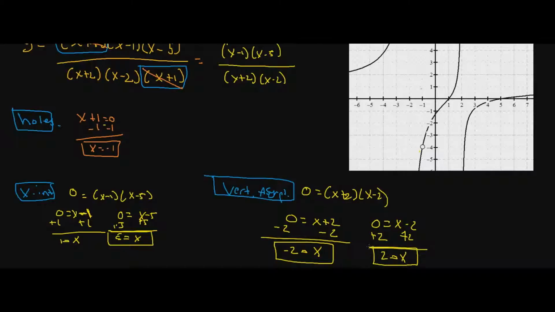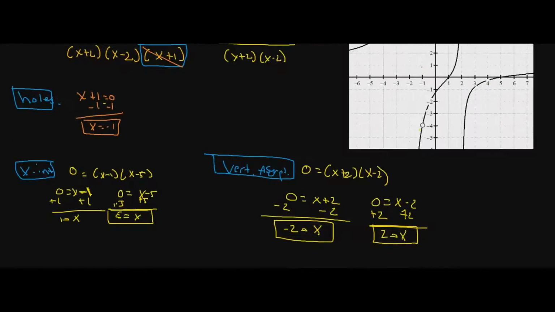All right, so you could see, the first thing I did was identify the hole, and then I identified the x-intercepts and vertical asymptotes. So why not go ahead and try another example.